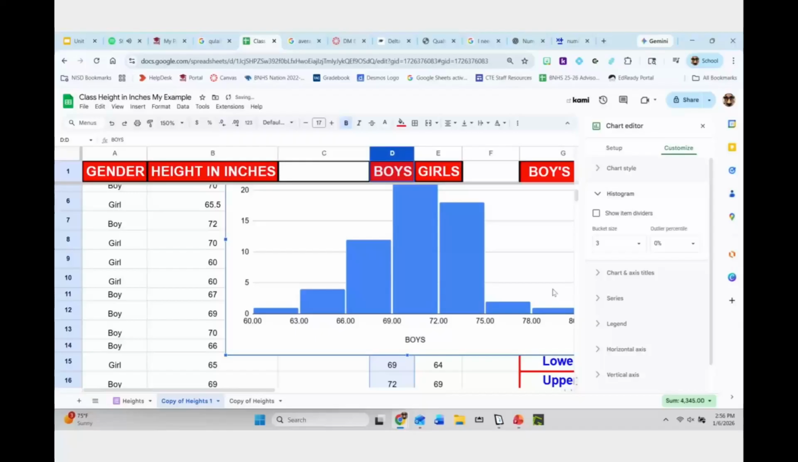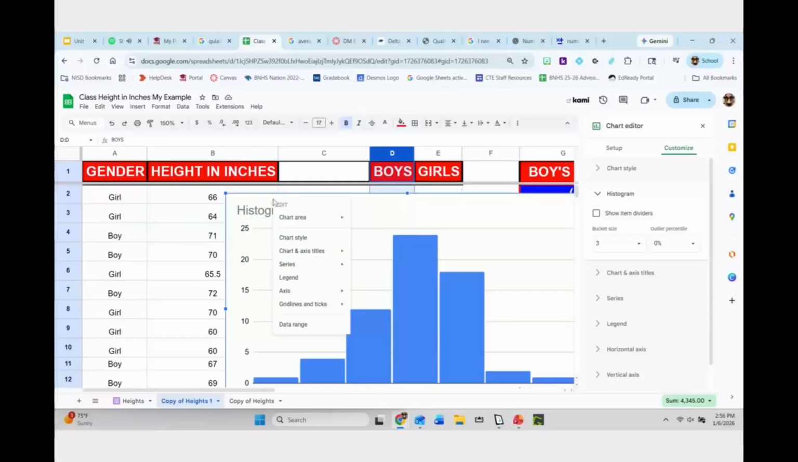The auto is actually fine here. Maybe I might choose 3, and then it breaks these down in intervals of 3. So this is also approximately symmetric. I'm not going to spend time going over this in this video because I already did that in the last one.